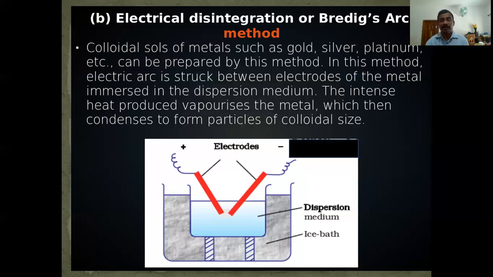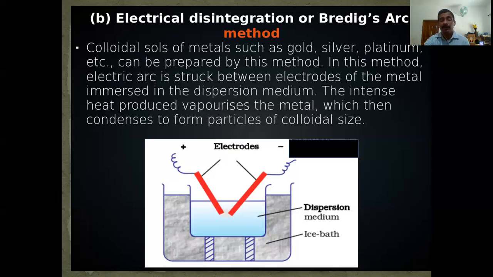So in this method, an electric arc is struck between the electrodes of the metal immersed in the dispersion medium. That heat will vaporize the metal, which then condenses to form particles of colloidal size.